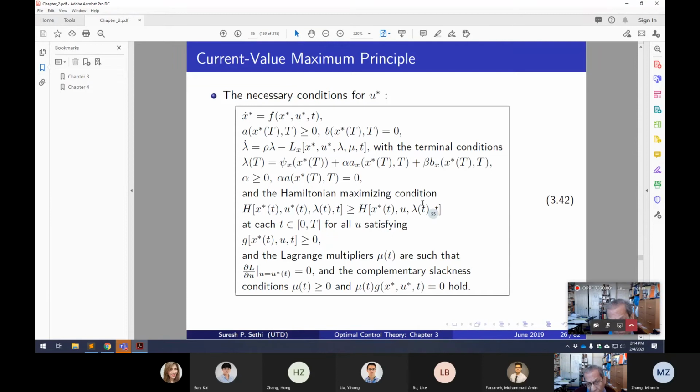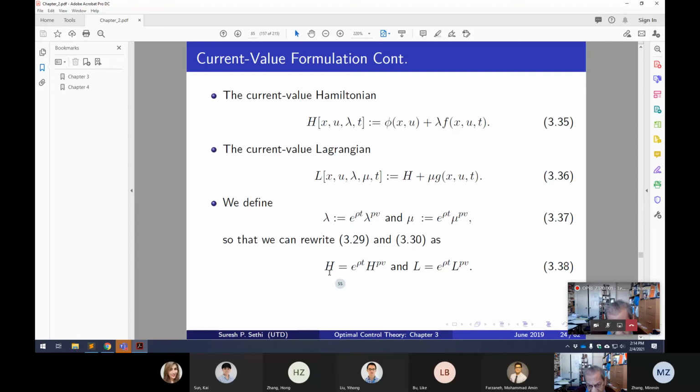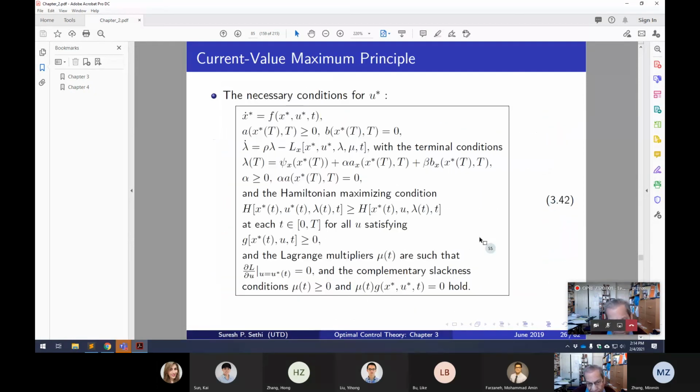There's no change here because you maximize, and e to the minus rho t is a positive number. So maximizing this is the same as maximizing this, right? Because e to the rho t is positive and it doesn't depend on the control. So you can maximize h or maximize H PV, it is the same thing. So I maximize h and I have all of this. So the only thing that changes is this. Everything else is the same.